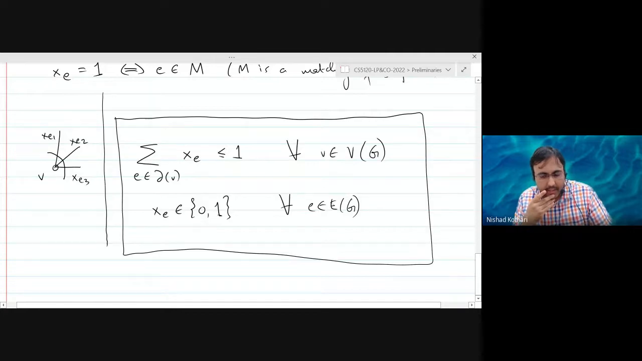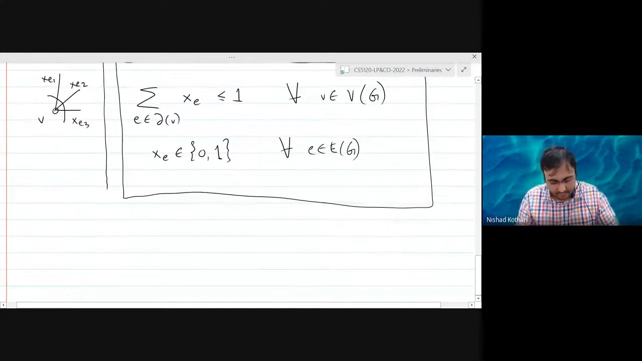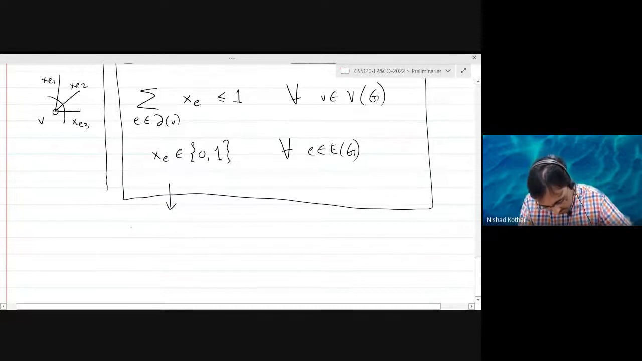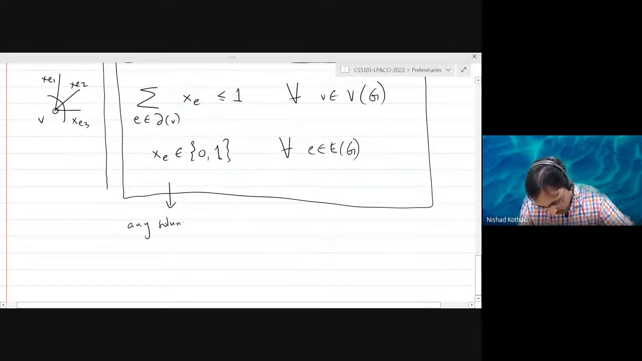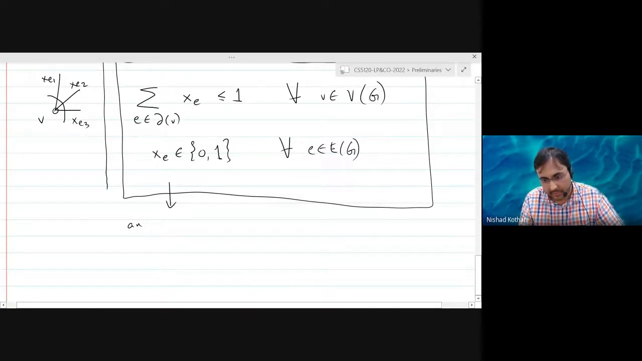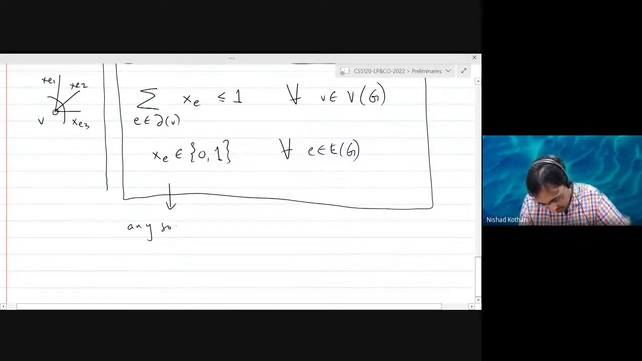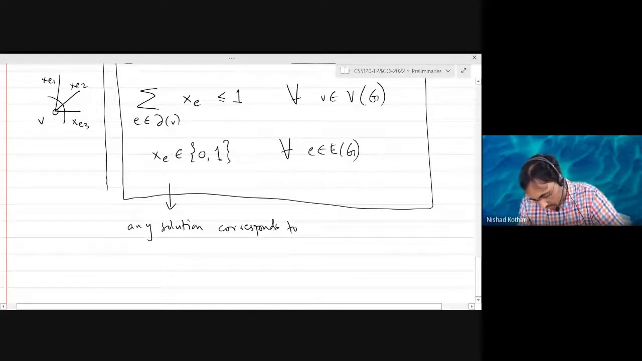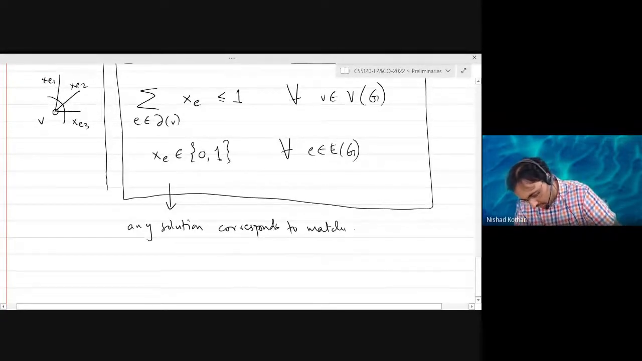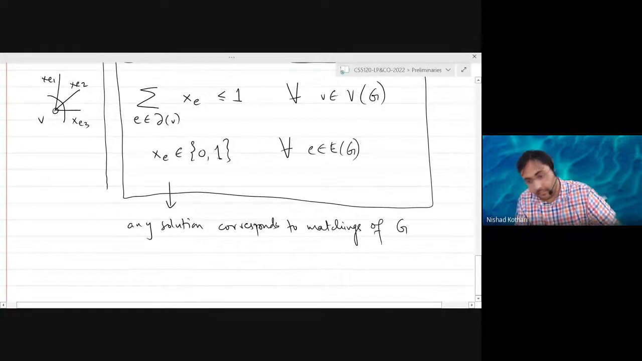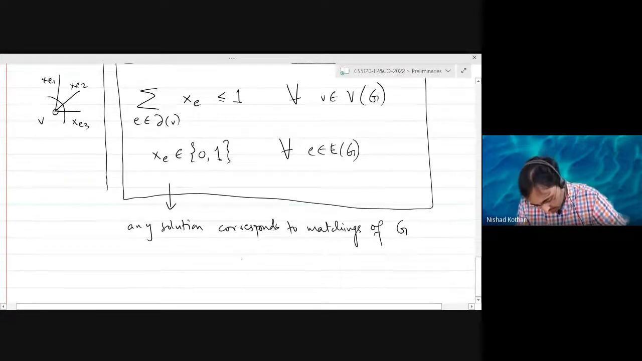Does everybody see why solutions to this system correspond exactly to matchings of the graph? Any solution, what do I mean by a solution? I mean an assignment of values to these variables. Any solution corresponds to matchings of G and vice versa.